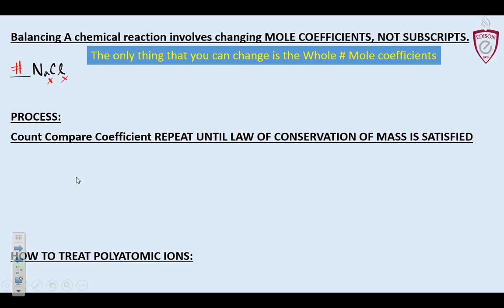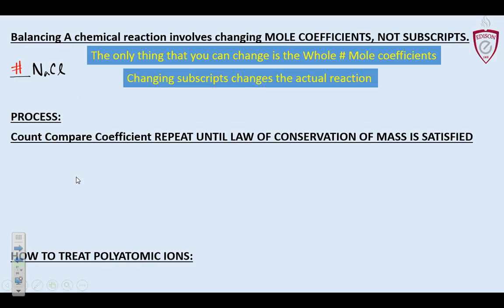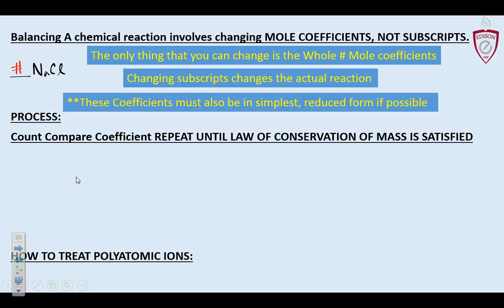Because if I change the subscripts, then I'm actually changing what the actual reaction is. You can't just imagine it's not NaCl, it's Na2Cl, and say it's fine. Nope, that's not allowed, because then it's a different chemical, which is a different equation.